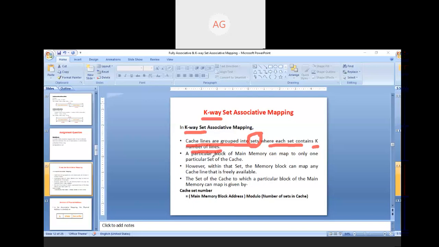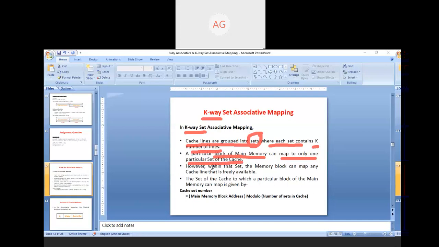The second point is that a particular block of main memory can map to only one particular set of the cache. It is somewhat similar to direct mapping, because in direct mapping a particular block of main memory is mapped to a particular block of the cache memory. But in this case, a particular block of main memory is mapped to only one particular set. Here you just need to remember the words particular set, instead of a particular block of the cache memory.